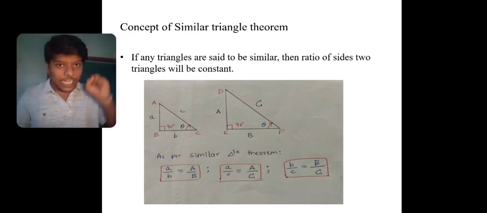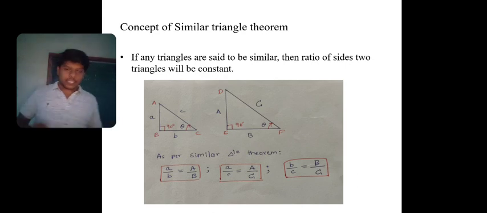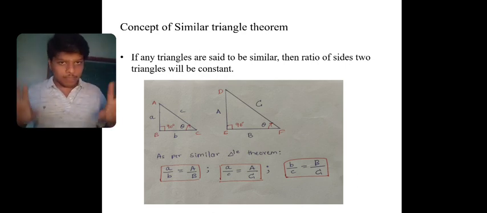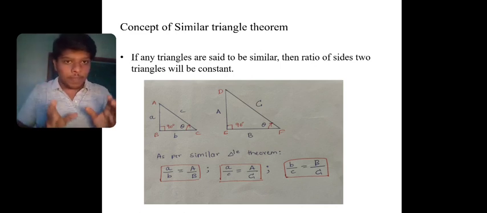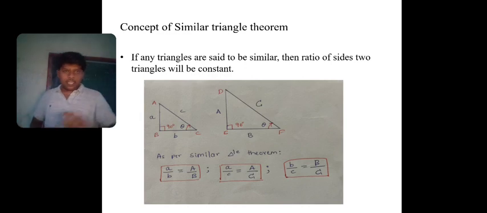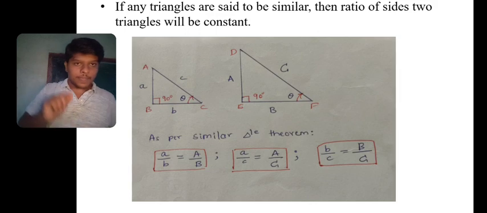Just I want to extract one of the properties from similar triangle theorem. Okay, see, if any two triangles are said to be similar, then the corresponding ratios are equal. Okay, I want to make you understand by a mathematical equation. See, I think you are seeing a figure, right? Two figures, ABC and DEF, are two triangles.